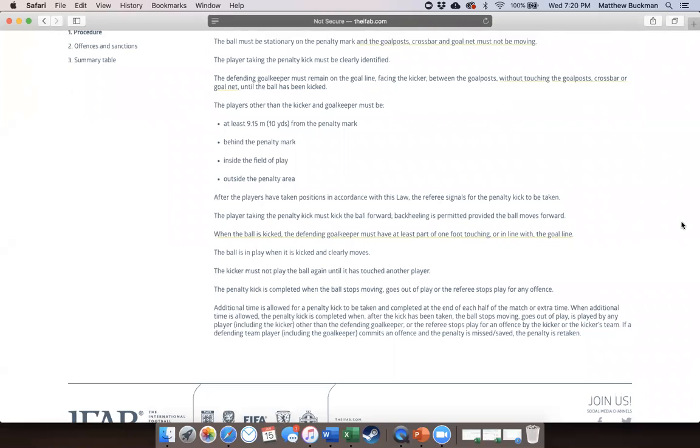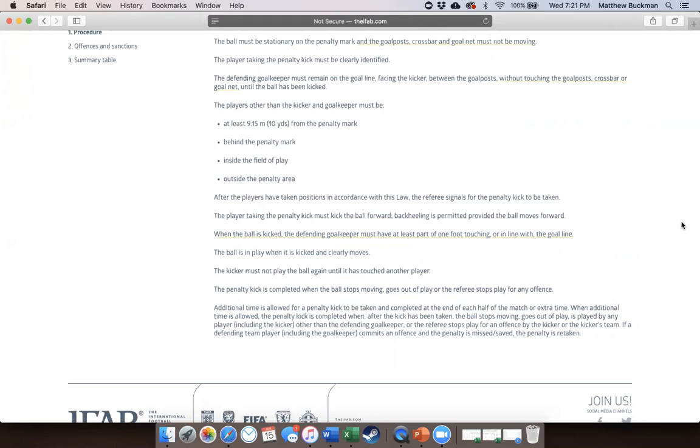The kicker who plays the ball must not play the ball again until it has touched another player. So just like with free kicks out in the middle of the field, once the player has touched the ball once, they cannot play the ball again until it has been touched by another player. Two circumstances where that can happen. One is if for some reason the player duffs the kick a little bit, touches it, and wants to kick it again. They're not allowed to do that.